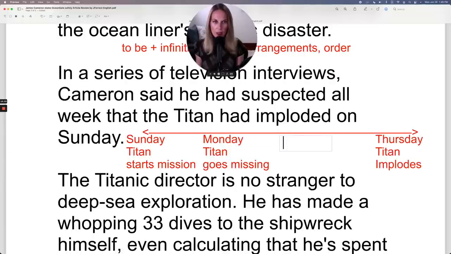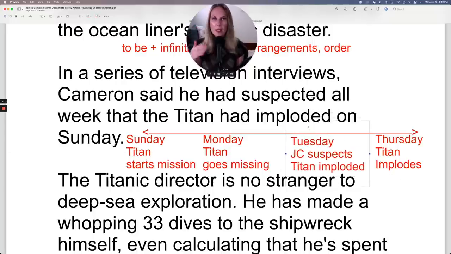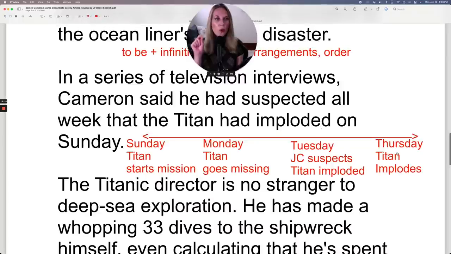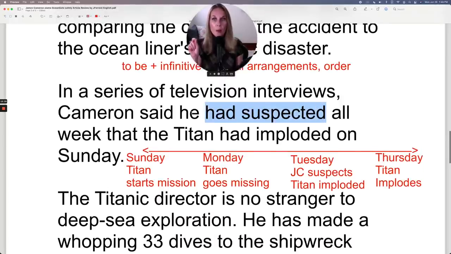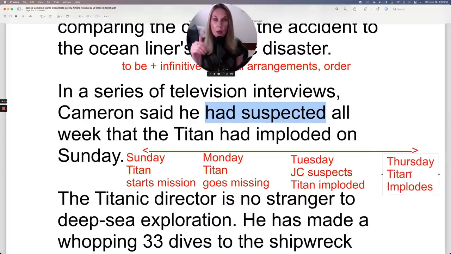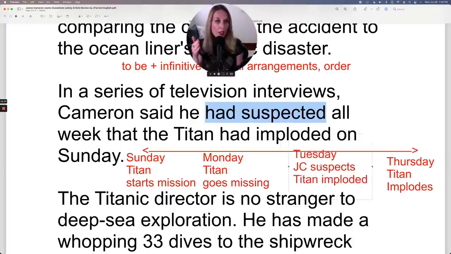So I'll just say Tuesday, James Cameron suspects, which means he thinks Titan imploded. But he doesn't have any proof. He just suspects it's what he thinks based on his knowledge of submarines and submersibles. Okay, so this is why we're using the past perfect, because he's talking about he had suspected. So the past event is that the Titan imploded.